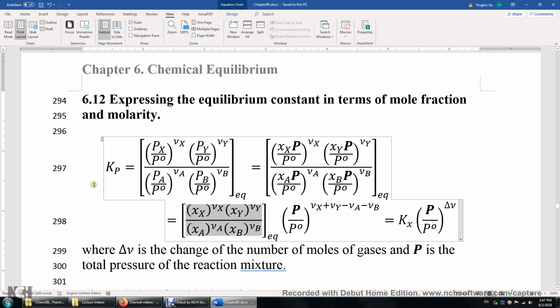So now you can see this equilibrium constant of pressures is equal to the equilibrium constant of mole fractions times the total pressure over P0 to the power of delta nu. Delta nu is the coefficients of the products minus the coefficients of the reactants. I want to emphasize this delta nu only counts the coefficients of the gases. If you see solids and liquids in a chemical reaction, do not take their coefficients into account. This delta nu is referring to those gases.